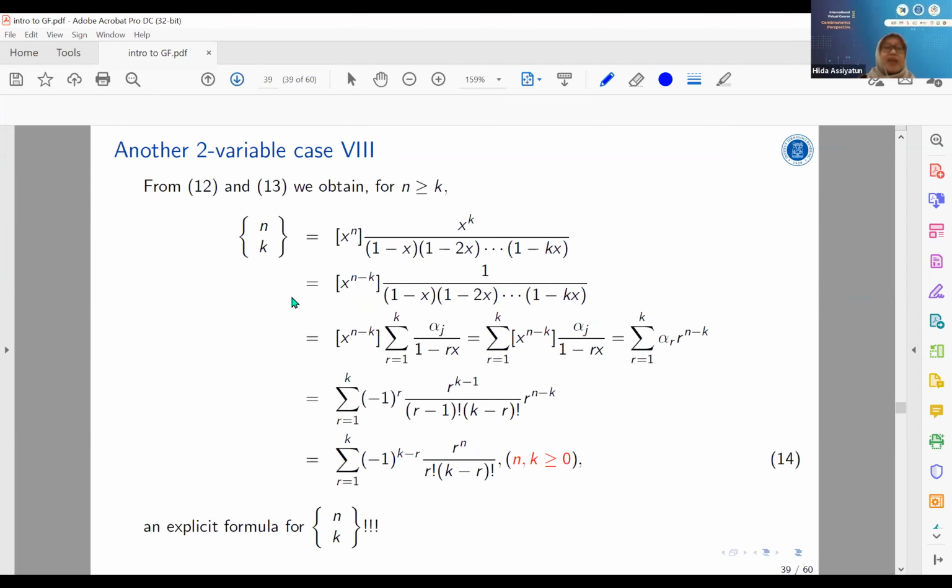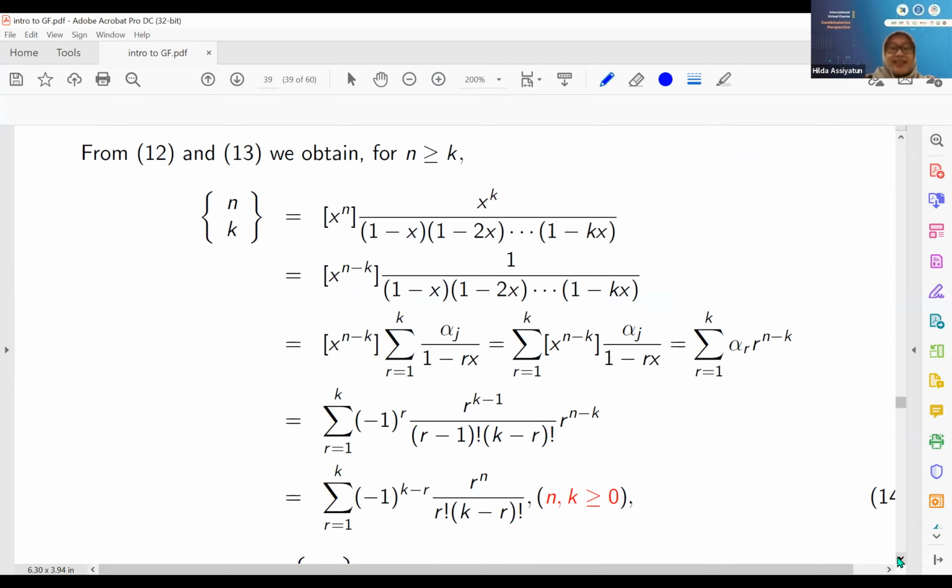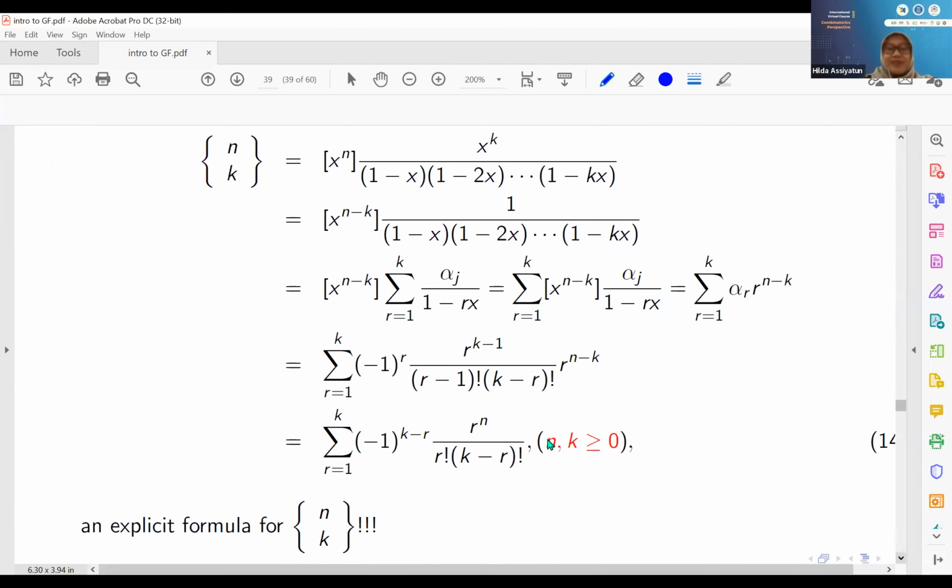So from here, what is our sequence? The Stirling number is the coefficient of x to the n of this, which equals the coefficient of x to the n minus k of this, and with partial fractions this is equal to this, right? It already looks bigger. You should look at this. It's so many things going on here.